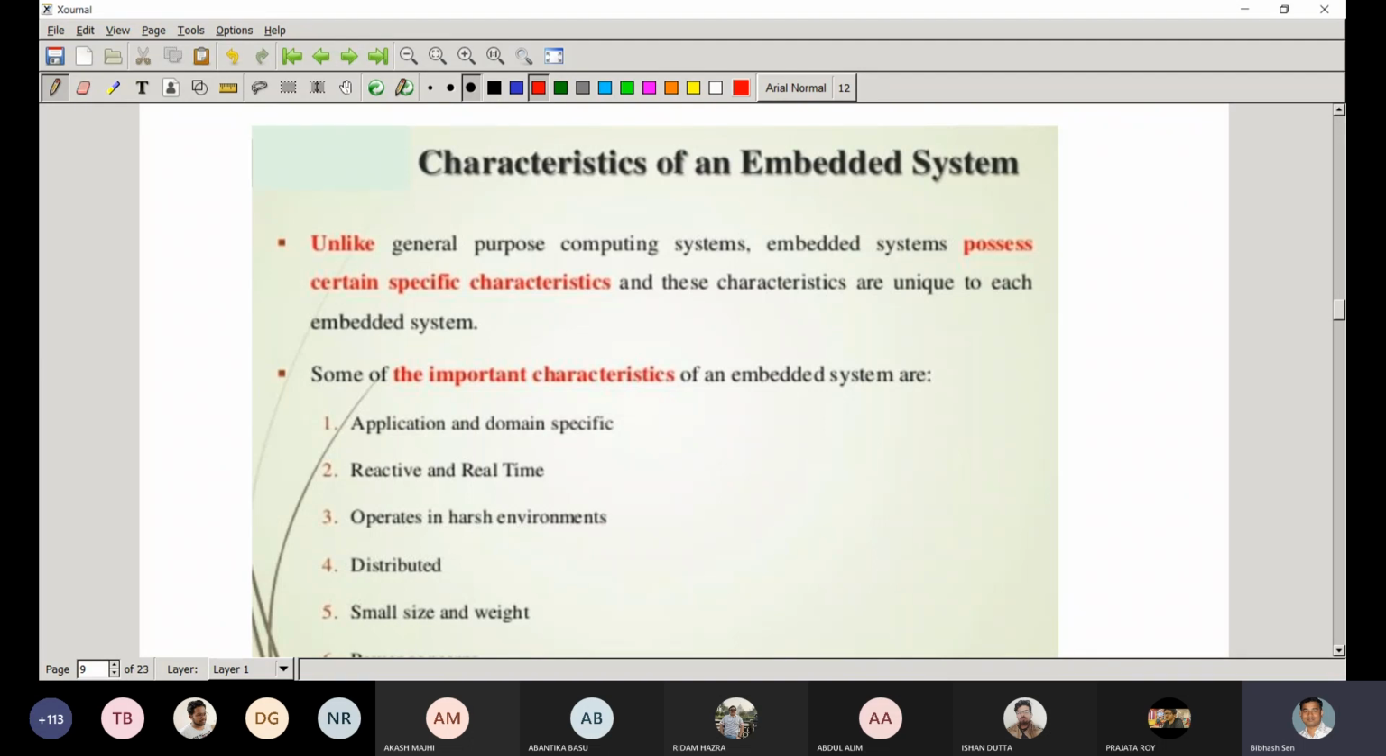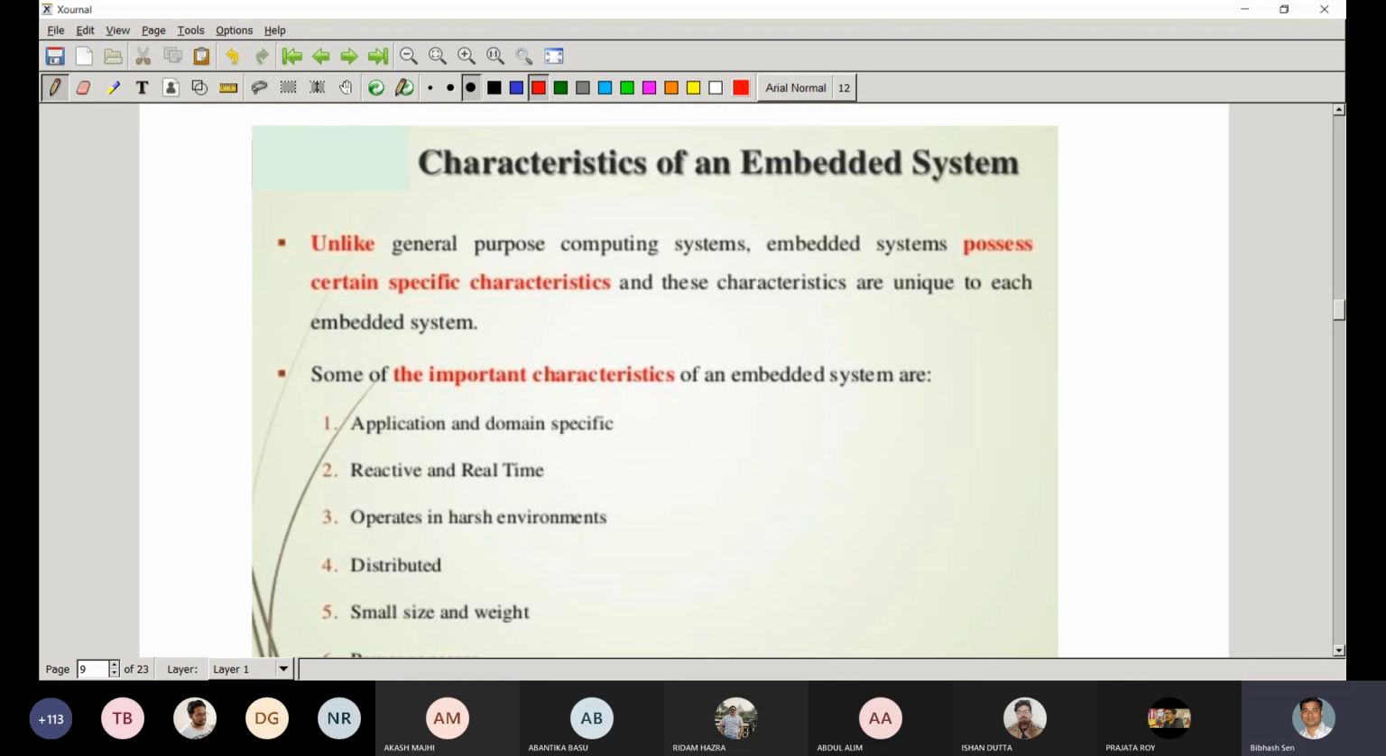The best example I have given is the remote car lock, the remote lock system in a car. That is one of the best. That means the same lock can be used for our home, the same lock can be used for all these different purposes. Everything has something special. So for locking purposes, you can use it. That is the application or domain specific.